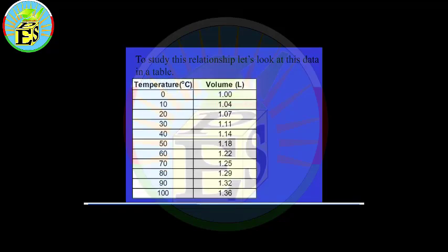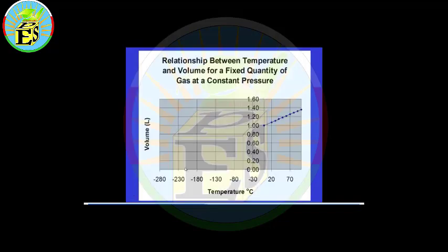So to study the relationship, let's look at this data in a table like this. Temperature and volume. With increasing temperature, the volume increases, and we graph this data using temperature as the independent variable. It means the temperature will take the horizontal axis, but volume will be represented on the vertical axis. This is temperature and this is volume. These are the points which we recorded in the experiment.